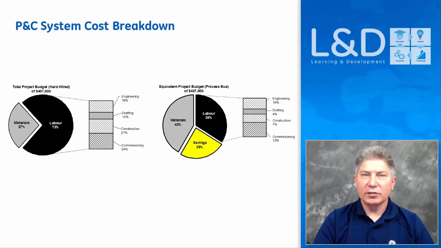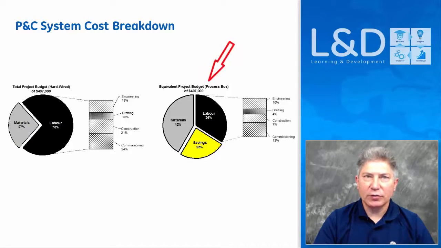Here we have a cost analysis for a project with a budget of $407,000. Using a hardwired approach, the majority of the costs are with labor, consuming 73% of the budget, while 27% of the budget is consumed by materials. In a system utilizing a process bus system, there's a shift in the way the budget is divided. 42% of the budget is consumed by materials, while labor consumes 34% of the remaining budget, leaving the project with a 25% savings.